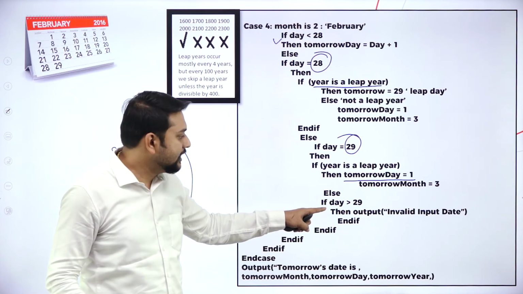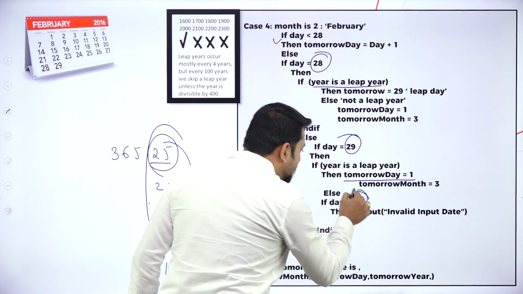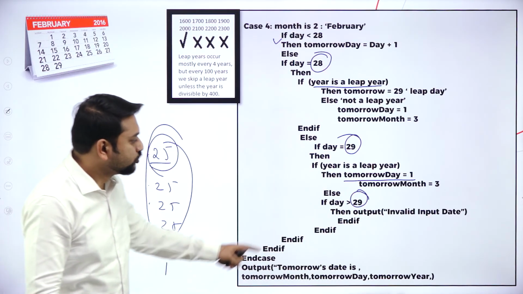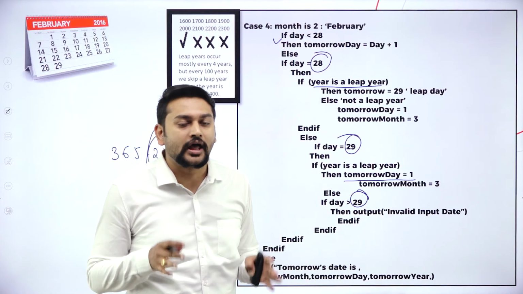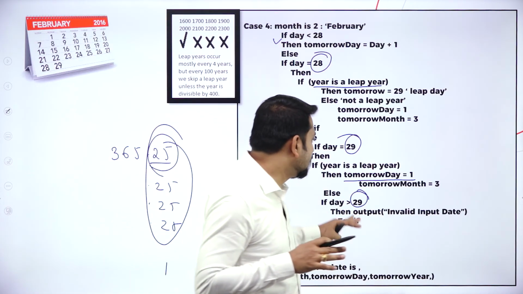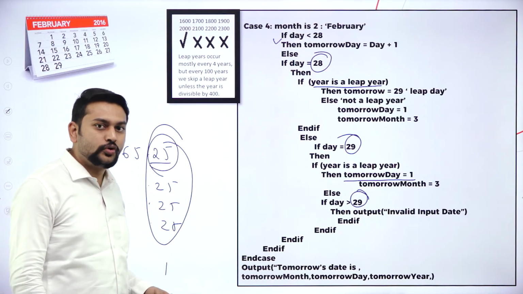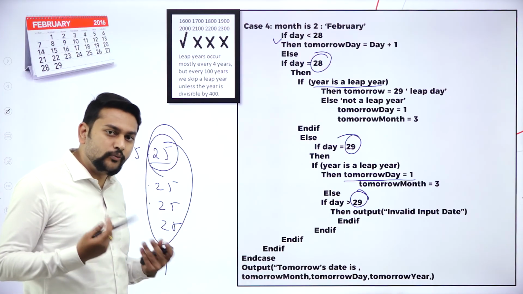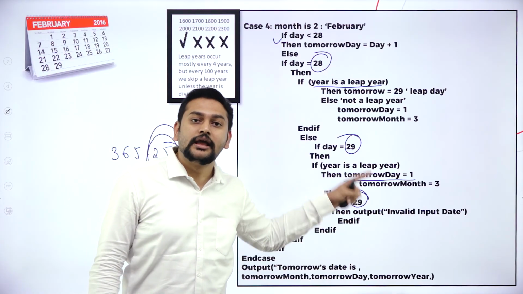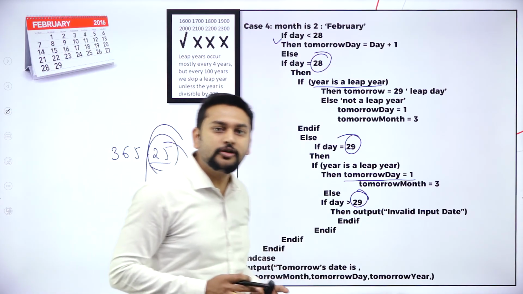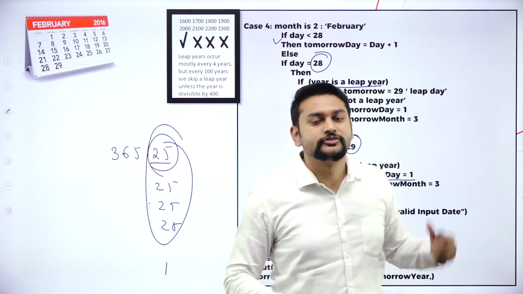Else, if the day is greater than 29, in this case, what will I do? Invalid input. That's what I will calculate. That's what you need to observe here. Suppose I have entered 30. Will I have 30 in the February? No. So I have to consider that as an invalid input. So this is how I will be calculating the next date with the help of this program.